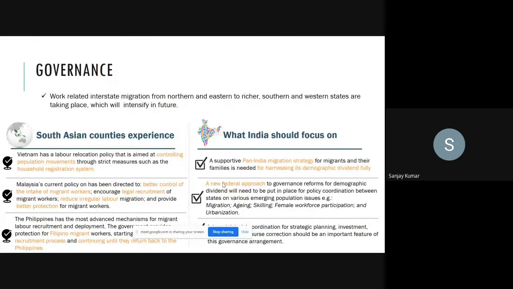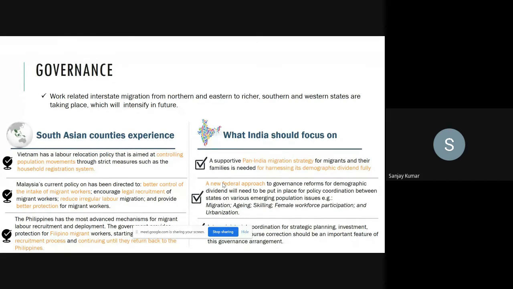On the governance aspect, as I had discussed, there will be large interstate migration. And on migration, we have also learned from South Asian countries that they have different policies and programs to regulate and also to facilitate migration processes. So based on those experiences, for India, what we need is a pan-India migration strategy for migrants and their families, so that we will be able to harness the demographic dividend at its full potential.